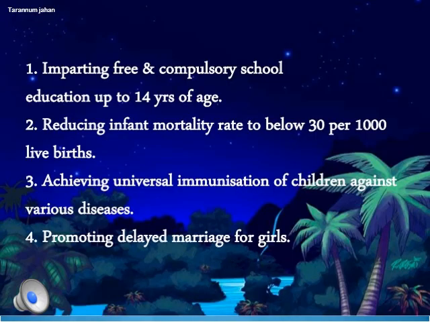The National Population Policy, NPP 2000, provides a policy framework for imparting free and compulsory school education up to 14 years of age. It also helps in reducing the infant mortality rate to below 30 per 1000 live births, achieving universal immunization of children against all vaccine preventable diseases, promoting delay in the marriages of girls, and making family welfare a people-centered program.